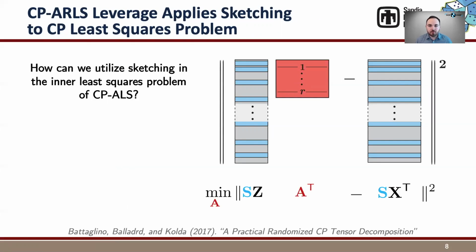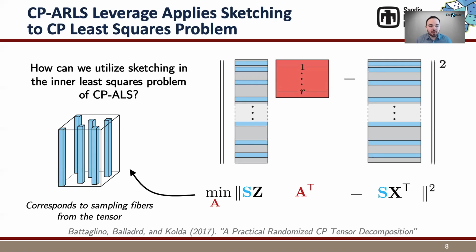So the important thing about this prototypical least squares problem is that since this matrix Z has so many rows, the associated linear system is highly overdetermined. And so our goal in our algorithm is to apply a technique from randomized numerical linear algebra called sketching, where we sample the rows of this matrix to form a much smaller least squares system that we can then solve much faster. And then we want to give an associated guarantee that the solution that we find to this smaller system will have a residual that's close to what we would have gotten if we solved the full system. And in the case of applying this to the CP least squares problem, this sampling actually corresponds to sampling fibers from the tensor along a given mode.